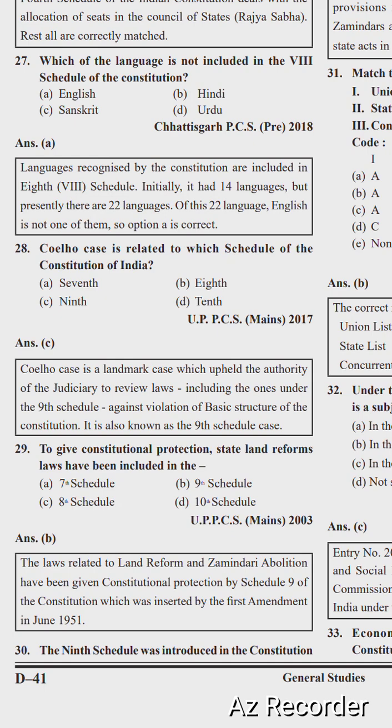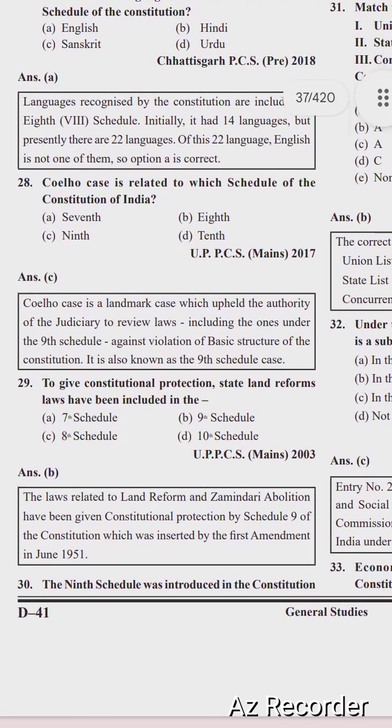Kesavananda case is related to which schedule of the Constitution of India? Options: 7th, 8th, 9th, and 10th. Right option is option number C, 9th schedule. The case is related to the 9th schedule of the Constitution. It is a landmark case which upheld the authority of the judiciary to review laws, including the ones under the 9th schedule, against violation of the basic structure of the Constitution. It is also known as the 9th schedule case.